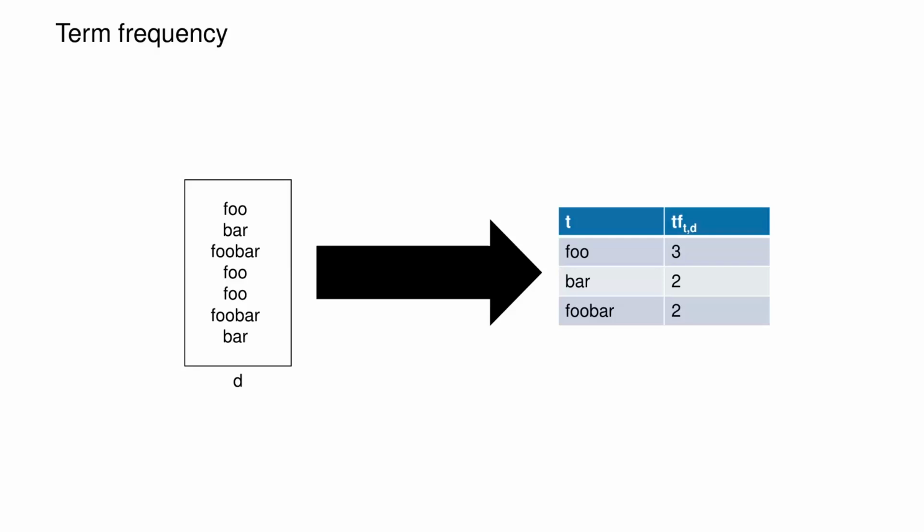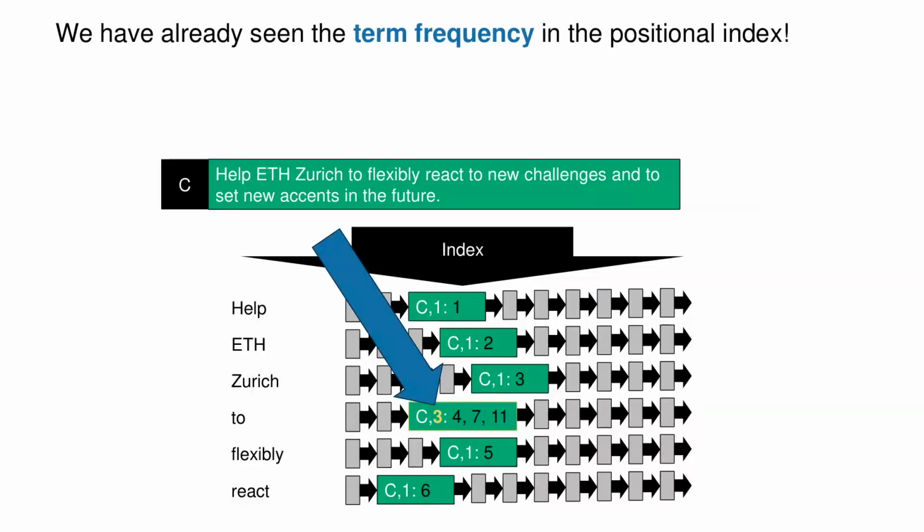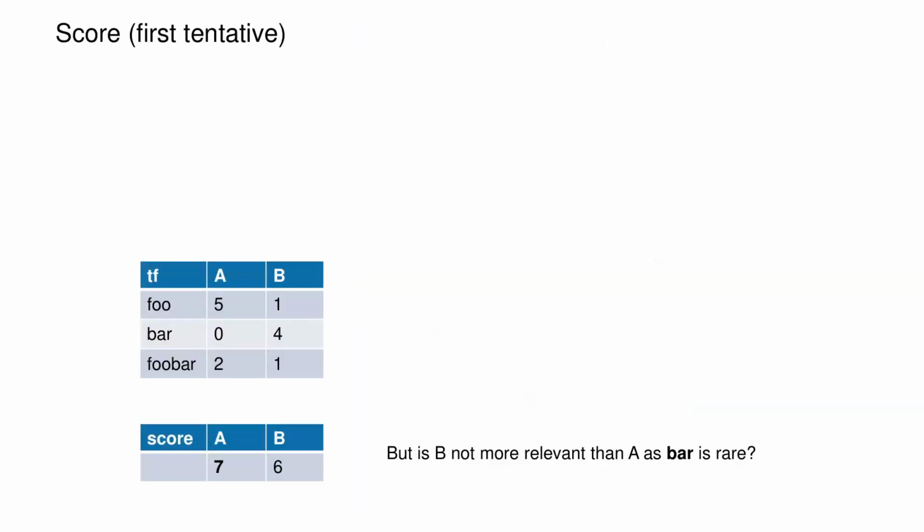It turns out that we've already seen the term frequencies before, in the positional index. If you remember, in front of the positions, we also have the number of positions at which the term appears. That was the term frequency. That is exactly the same thing that we are talking about right now, and you can see they appear for every term and every document.